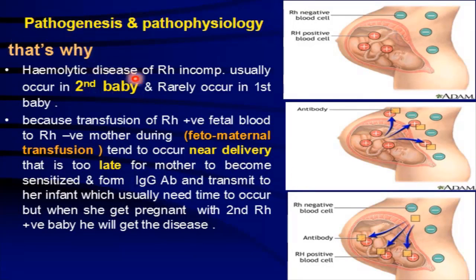That's why hemolytic disease of Rh incompatibility usually occurs in the second baby and rarely occurs in the first baby, because transfusion of Rh positive fetal blood to the Rh negative mother during fetal-maternal transfusion tends to occur near delivery. That is too late for the mother to become sensitized and form IgG antibody, which needs time, and to transmit it to her infant. But when she gets pregnant with the second Rh positive baby, the baby will get the disease.